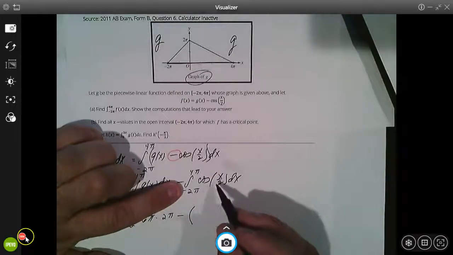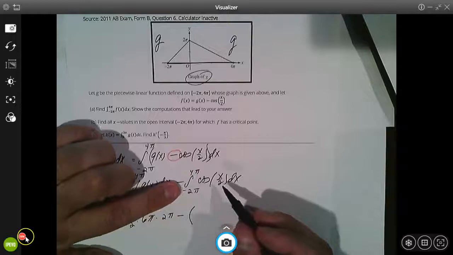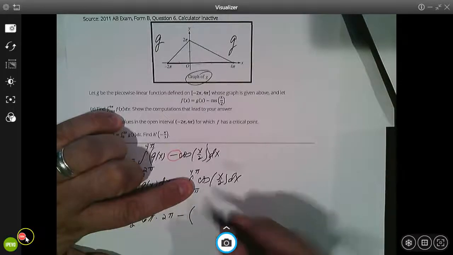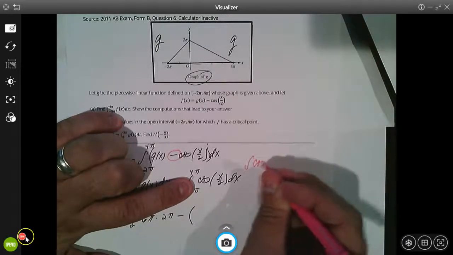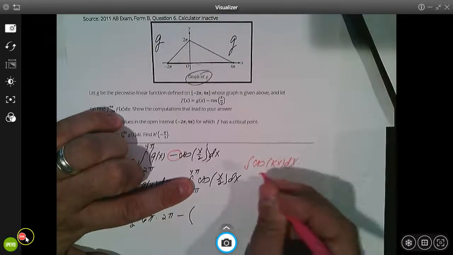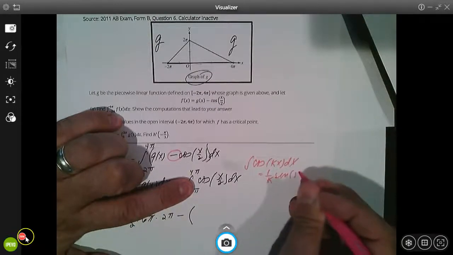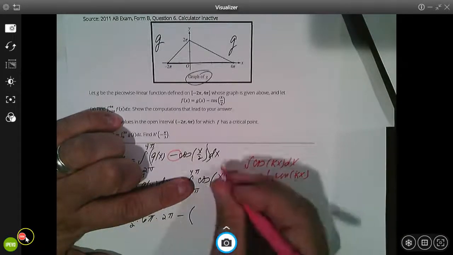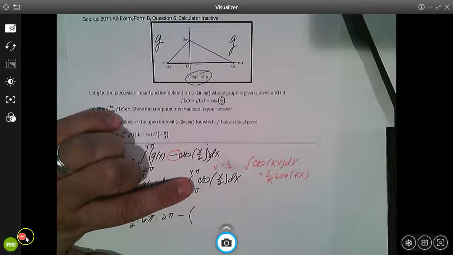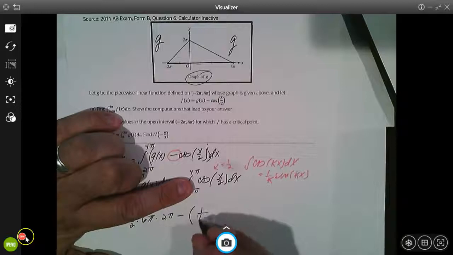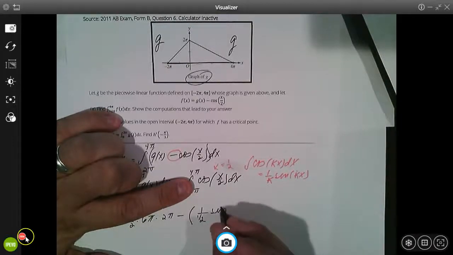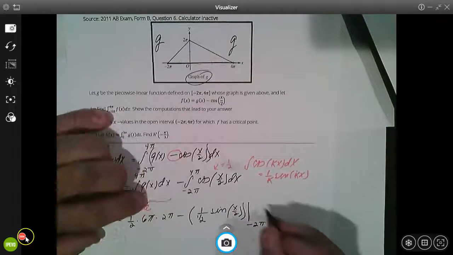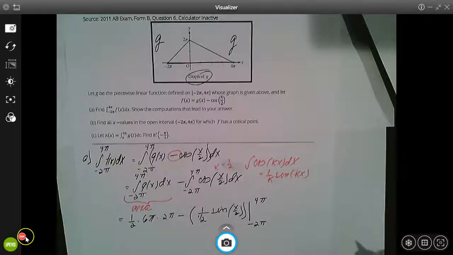Minus, now I need to find the antiderivative of cosine of x over 2. The antiderivative of cosine, this is an integral of cosine kx, is 1 over k sine kx. So for this particular problem, k is 1/2. So we've got 1 over 1/2 the sine of x over 2, and we're going to evaluate from negative 2 pi to 4 pi.